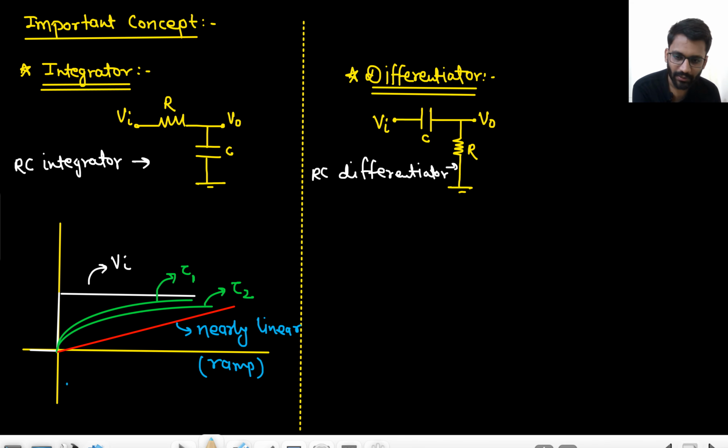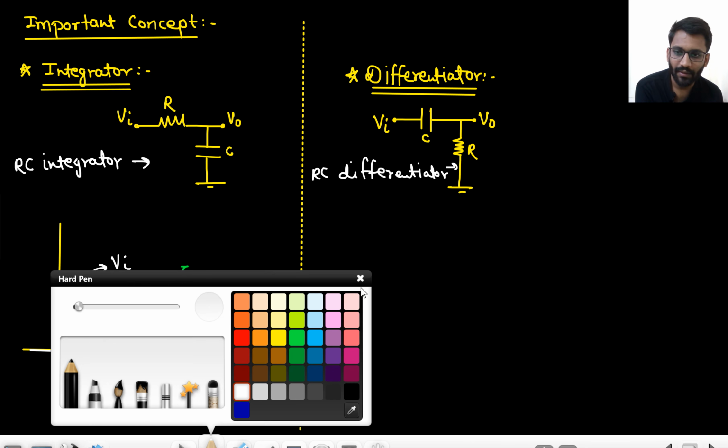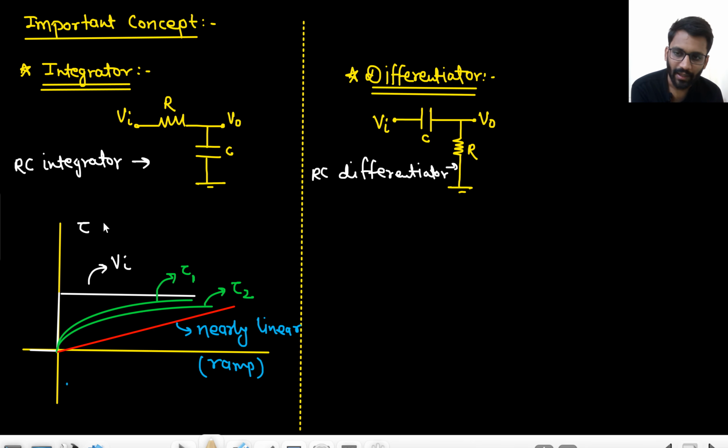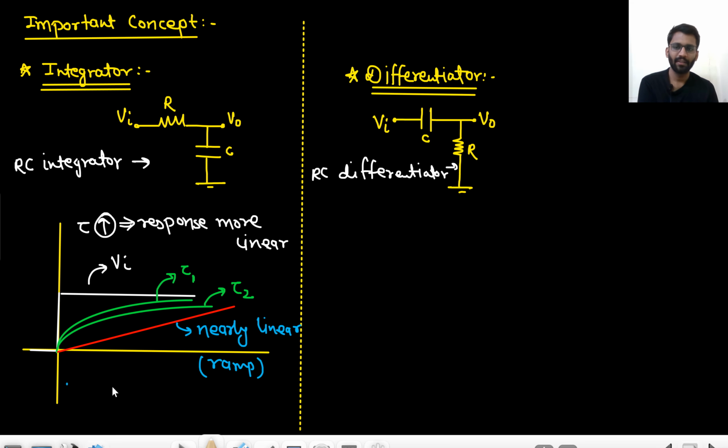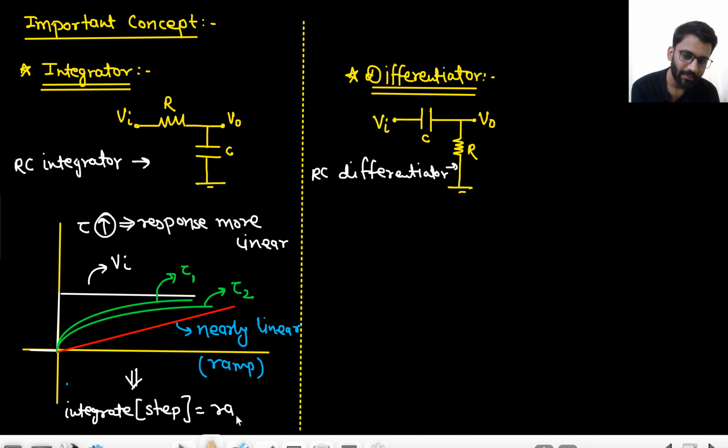As you increase the time constant, here I am writing time constant increasing, that means the response becomes more linear, right? So if you increase the time constant, your response becomes more linear. So for a unit ramp input, sorry, for a step input, you are getting the response as a ramp.